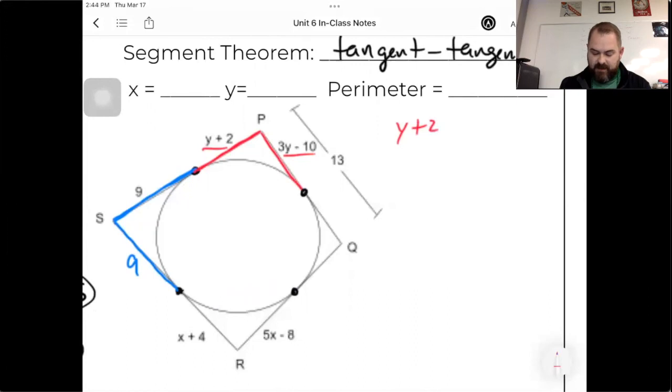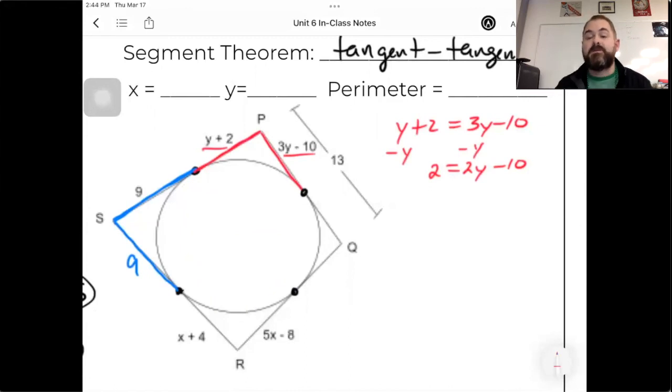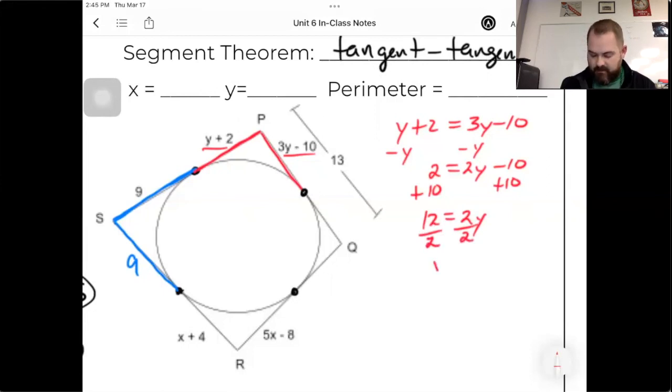y plus 2 has to equal 3y minus 10, because tangent tangent tells me each tangent segment is equal to its matching tangent segment. So I can subtract y from both sides. So I get 2 equals 2y minus 10. Then I add 10 to both sides. 12 equals 2y. Divide by the 2 on both sides. And I get y equals 6.